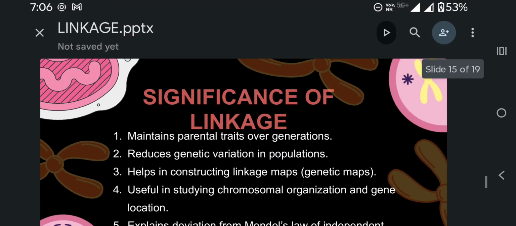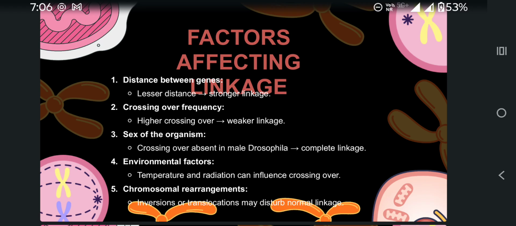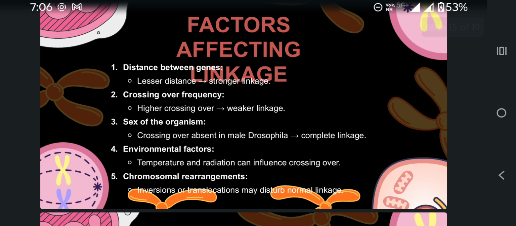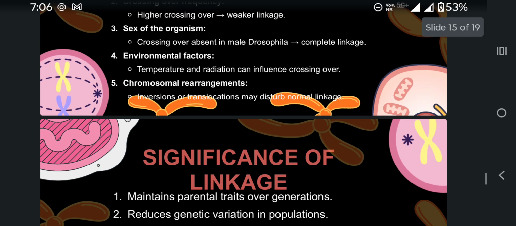Then you can study the factors which affect the linkage. Generally, as you have seen in these slides, the distance between the genes is very important. The lesser the distance, the stronger the linkage. Crossing over frequency is also very important: the higher the crossing over frequency, the weaker the linkage. Sex of the organism is important: crossing over is absent in male Drosophila, which shows complete linkage. There are also some environmental factors, temperature and radiation, that can influence the crossing over. So these are the factors of linkage and crossing over.